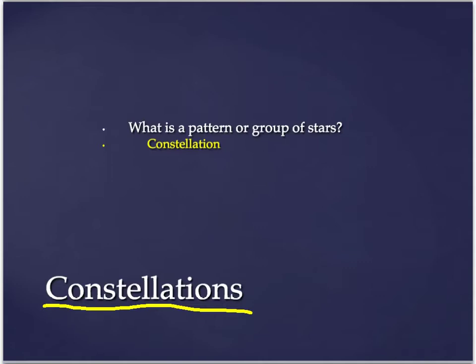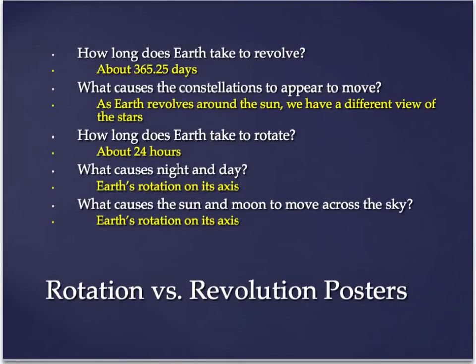What is a pattern or group of stars? That's going to be a constellation. Next up here, rotation versus revolution posters. How long does Earth take to revolve? 365.25 days. Some of these I'm going to go through fairly quickly. You can pause as you need to, but there's not a whole lot of discussion that we need to go through.